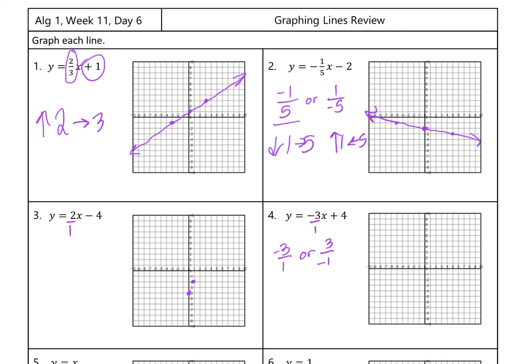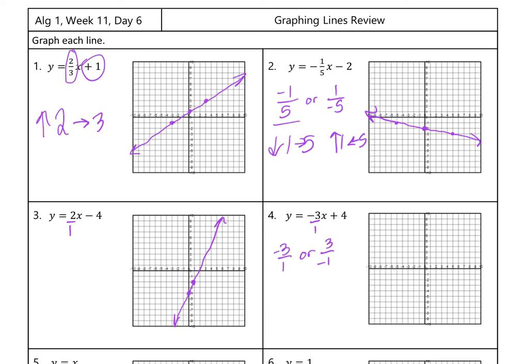When we have whole numbers or numbers that are bigger than 1, because we could have a fraction that's actually bigger than 1, when we have numbers bigger than 1 for our slope, they're steeper lines than if we have fractions that are smaller than 1. And the smaller the fraction, the less steep this will be, because slope is a measure of steepness.